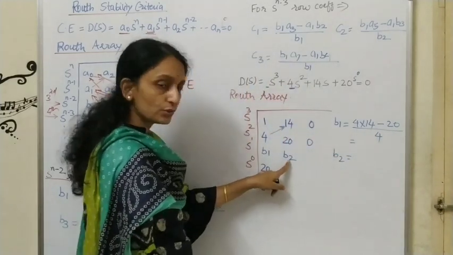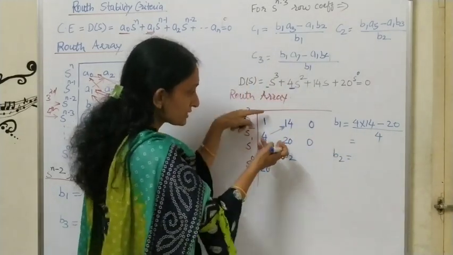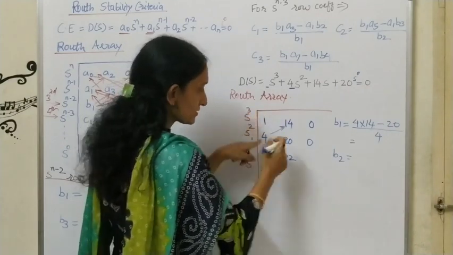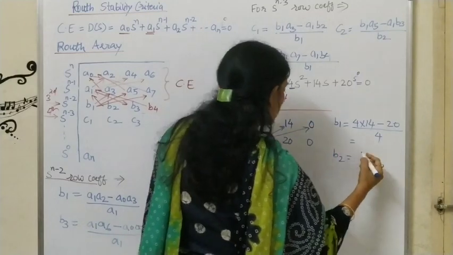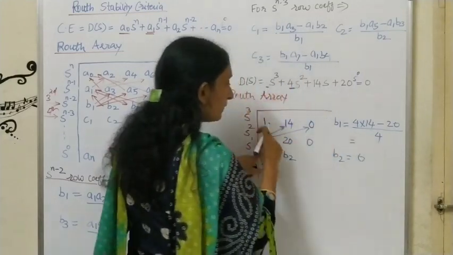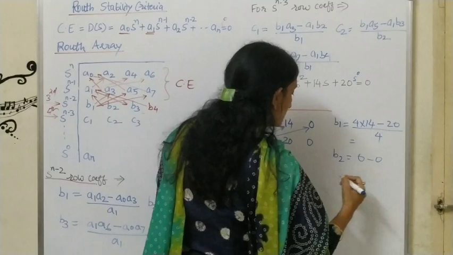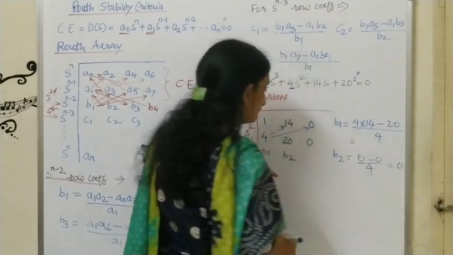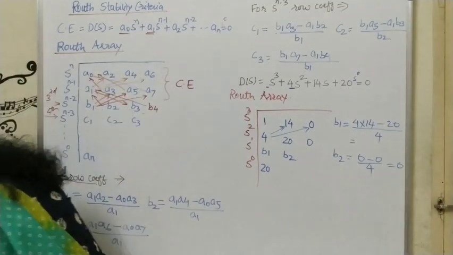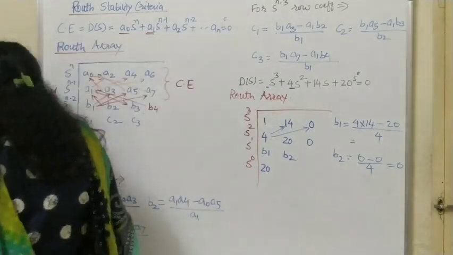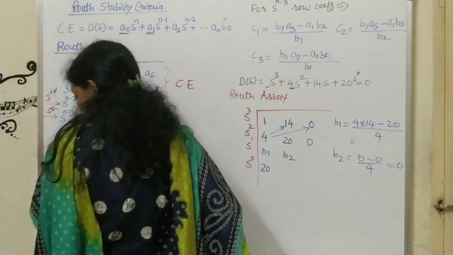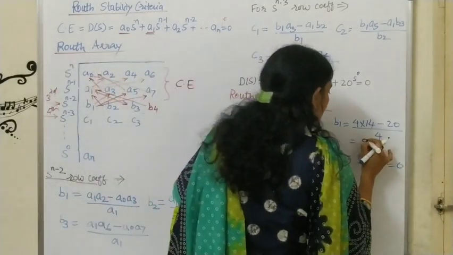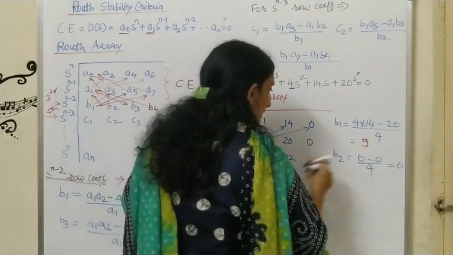Okay, for b2 we will again consider these two rows, and these two elements are fixed. So 4 into 0 will be 0, minus 1 into 0 will be 0, upon 4. So your answer is 0. Now I will replace this term with the value we have calculated. So 4 into 4, here I have the answer 9. And here the answer is 0.